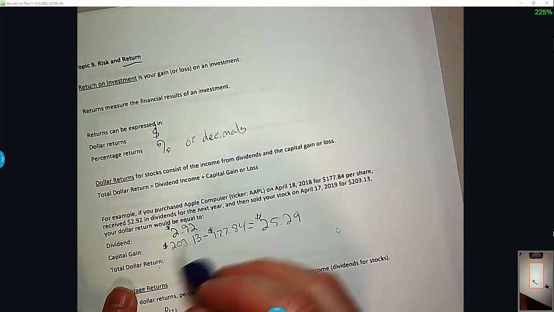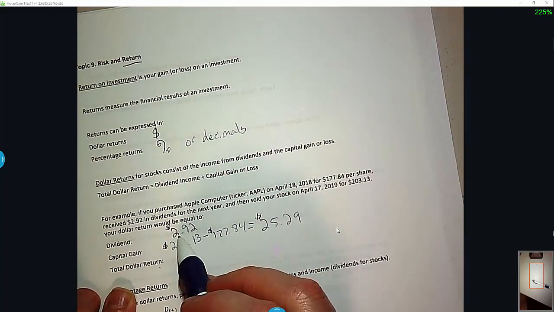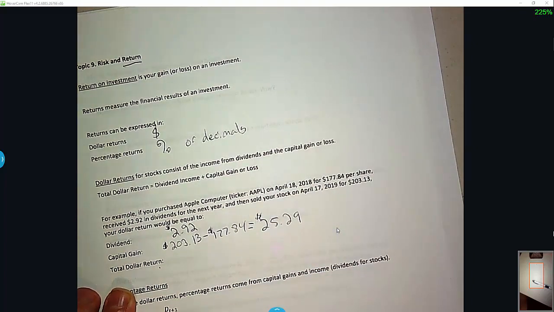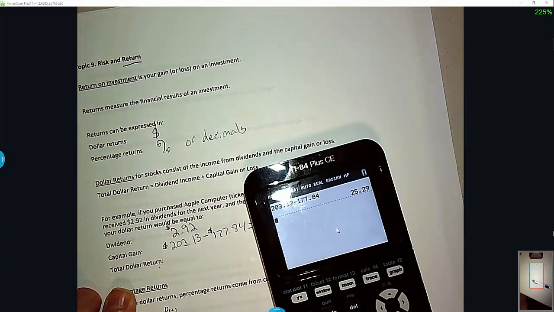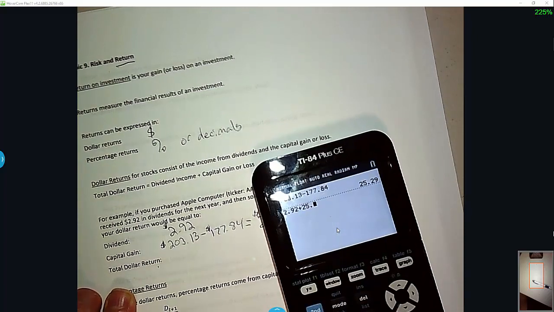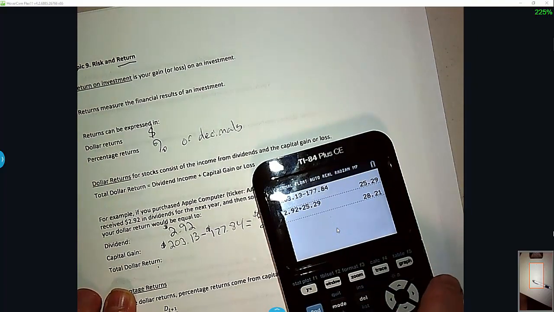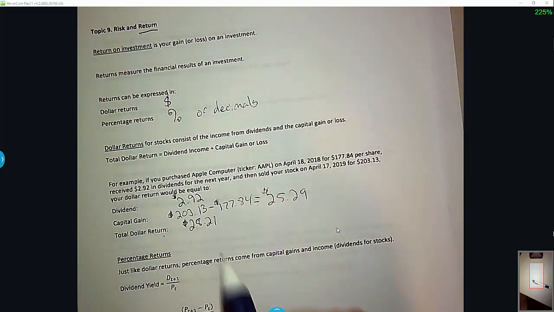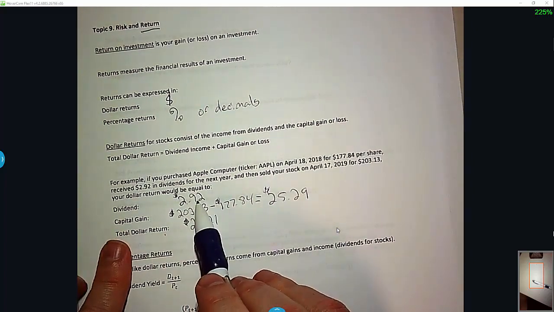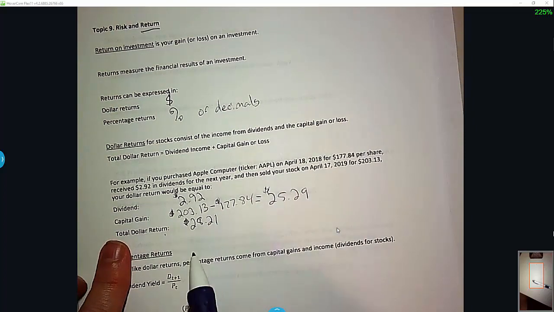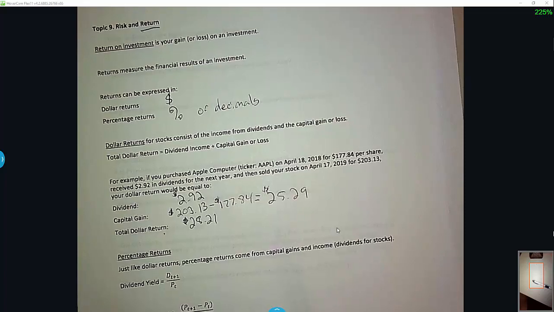So our total dollar return is going to be the $2.92 plus the $25.29, or $28.21. So again, our total return is equal to our dividend plus our capital gain. So our total dollar return is $28.21 for this stock.